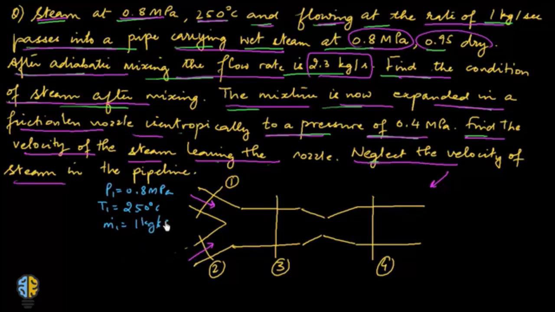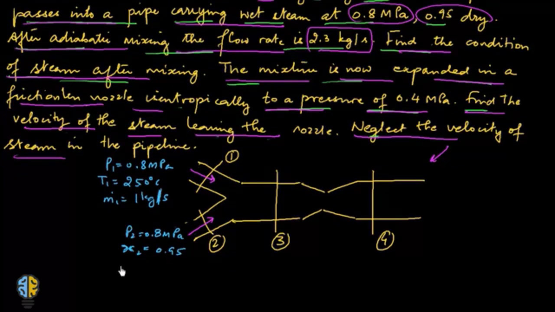Now if you look at the wet steam which is coming from section 2, the pressure at this is P2, which is again 0.8 MPa, but it is 95% dry because it is a wet steam. It is only 5% wet. But we don't know the mass flow rate at this section. We know the mass flow rate at section 3, because after mixing over here, m3 dot becomes 2.3 kilograms per second.